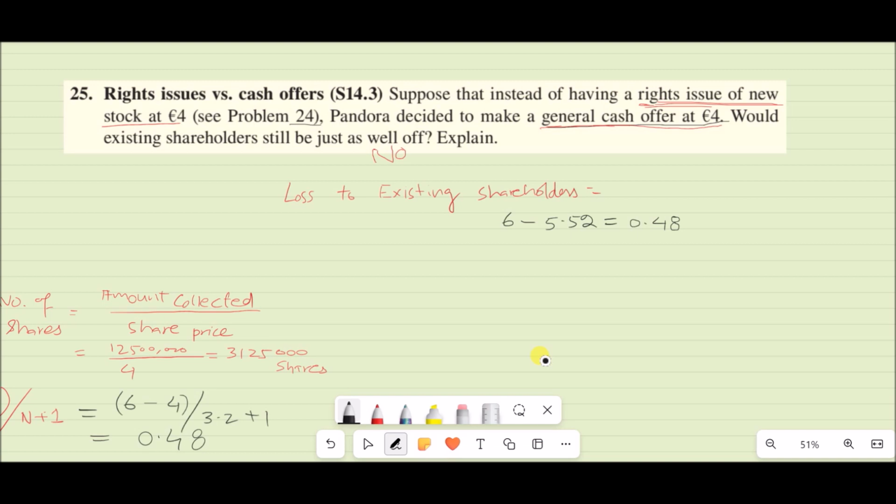How many old shares are there? There are currently 10 million shares, and we multiply it with 0.48. So this will become $4.8 million. This will be the total loss to the existing shareholders. Of course, this loss is a gain to the new shareholders.